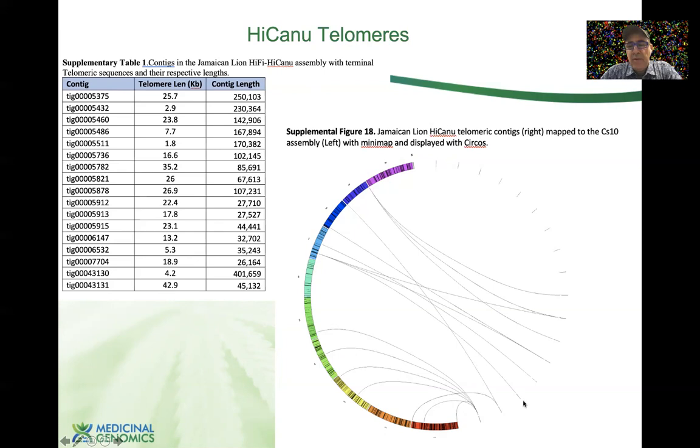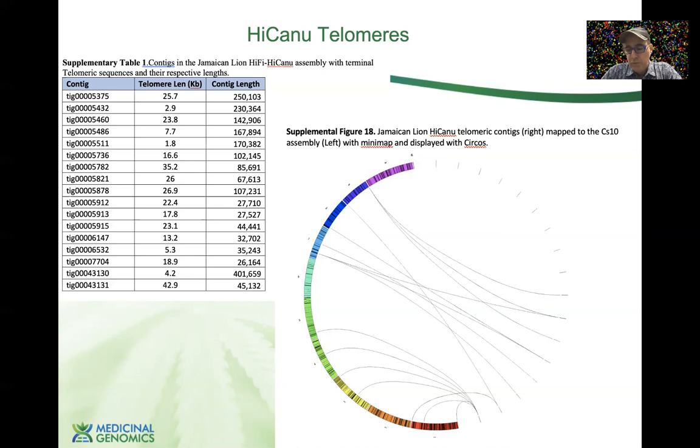So one of these is very long. It's over 20 kb and it's in the middle of the CS10 genome. So we're still digging into that to see whether that's an assembly artifact or whether that's in fact something that's different between the organisms. But what's nice to see is we can see 25 kb telomeres or even 40 kb telomeres with this HiFi technique, and we were never able to see those before. So that's kind of exciting.